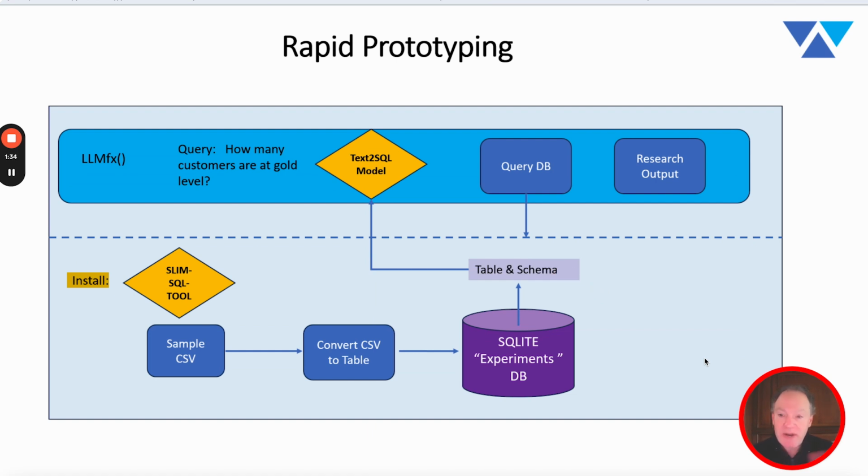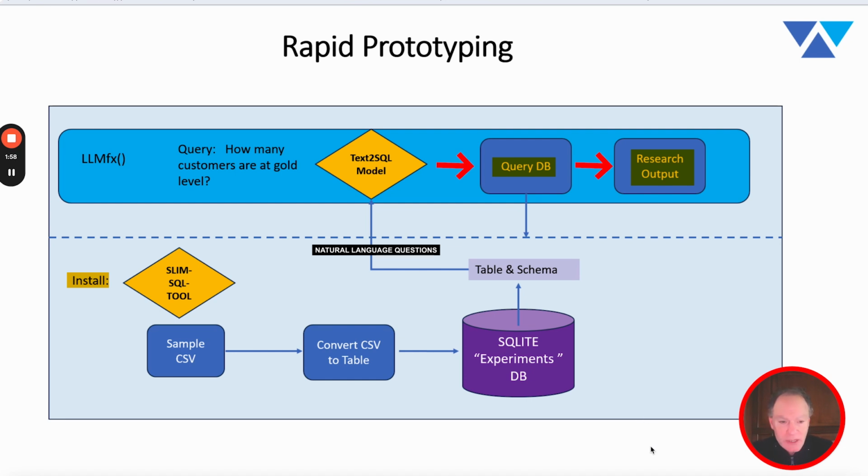And then we're going to kick off an agent process. The agent process is going to work through a series of natural language questions that it passes through the text-to-SQL model. It's going to pull the table schema from the SQLite database, query the database, and then we're going to get the output and the answer. So that's what we're going to show you as we flip over to the code.